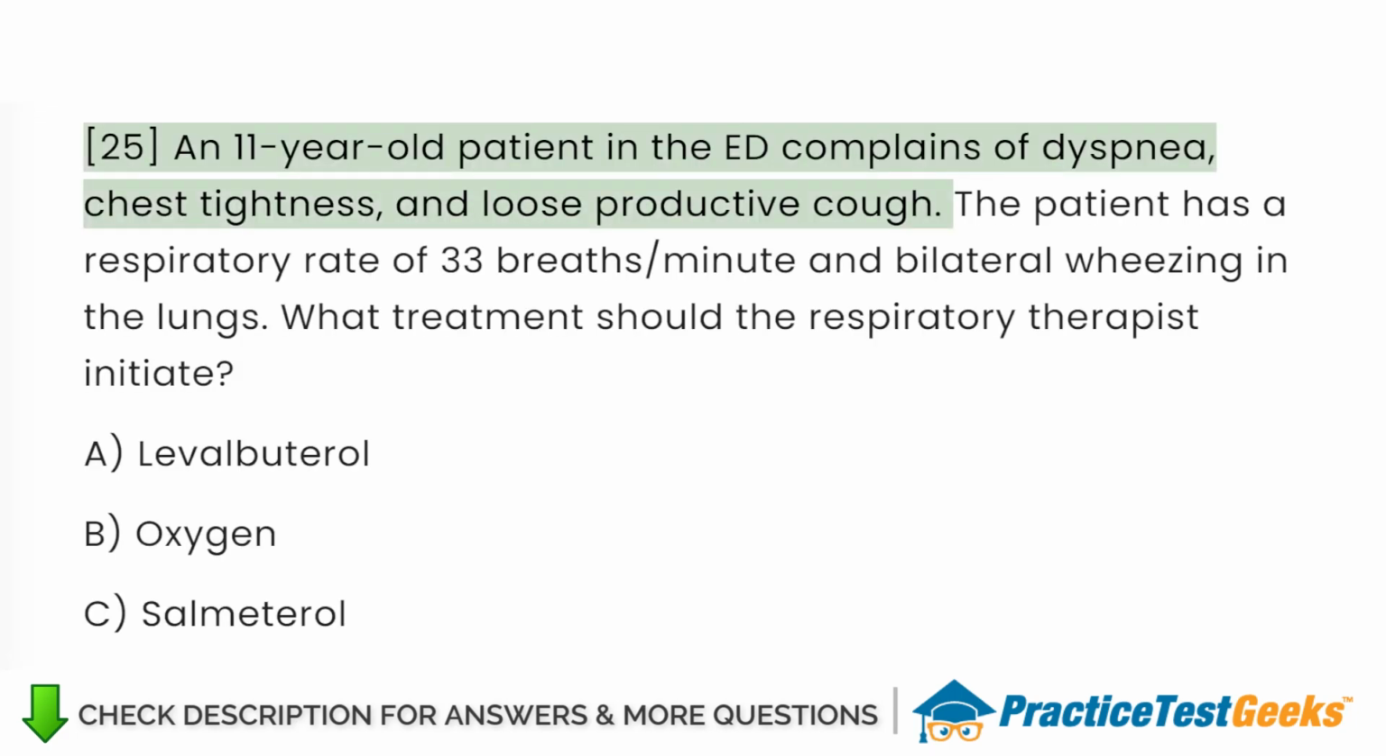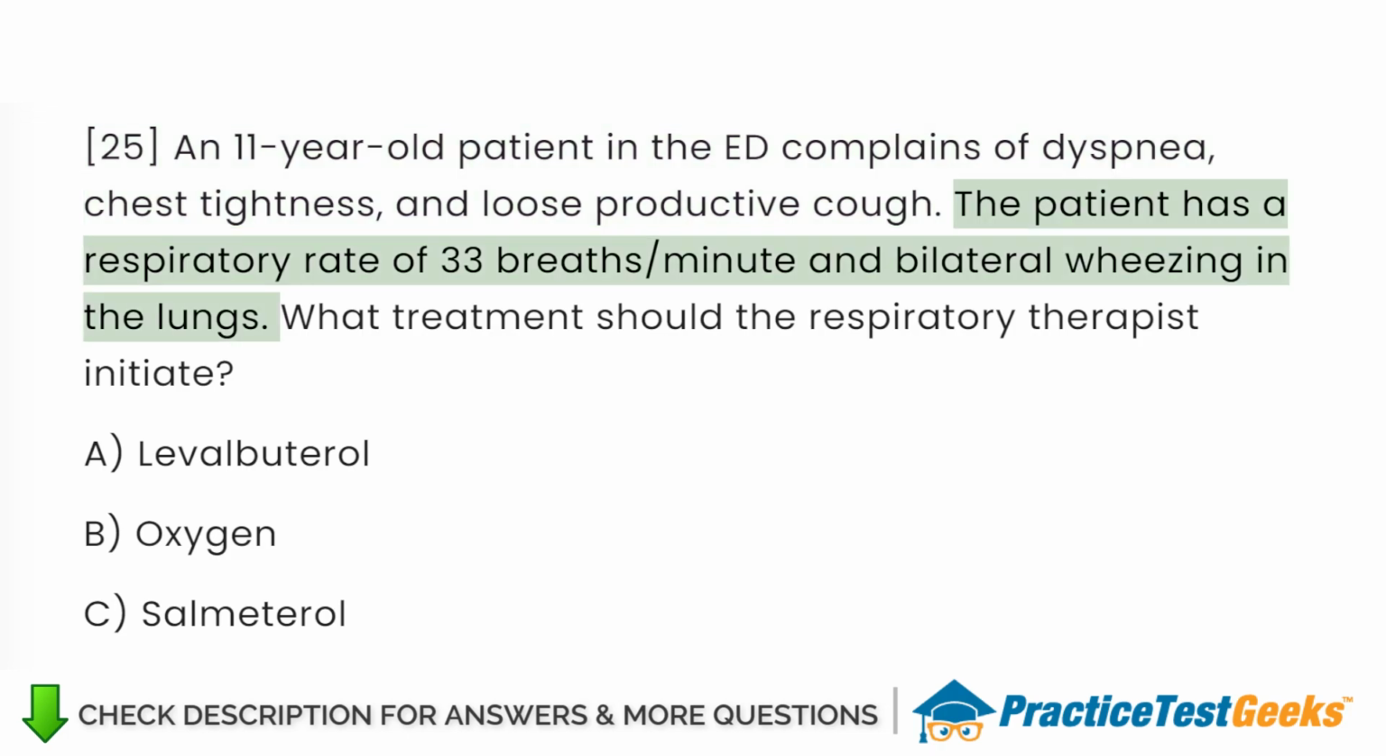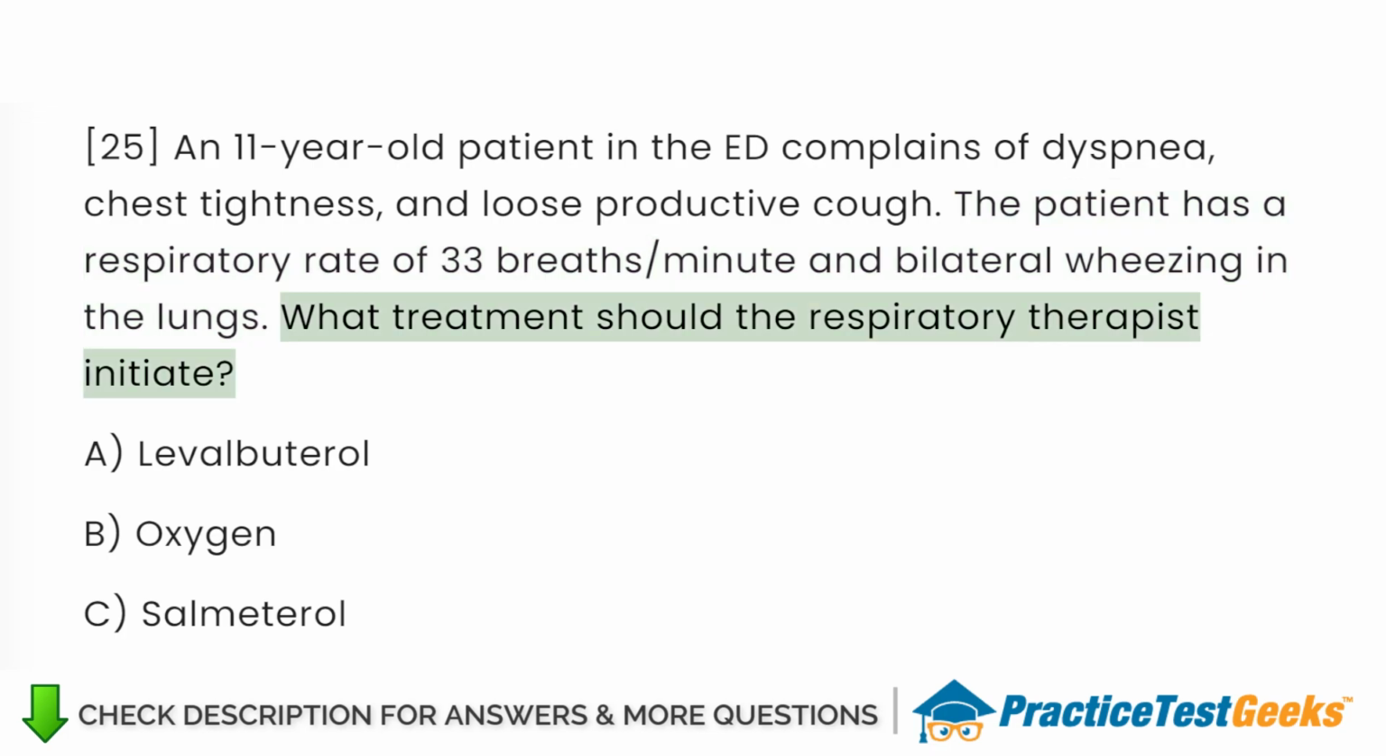An 11-year-old patient in the ED complains of dyspnea, chest tightness, and loose productive cough. The patient has a respiratory rate of 33 breaths a minute and bilateral wheezing in the lungs. What treatment should the respiratory therapist initiate? A. Levalbuterol. B. Oxygen. C. Salmeterol.